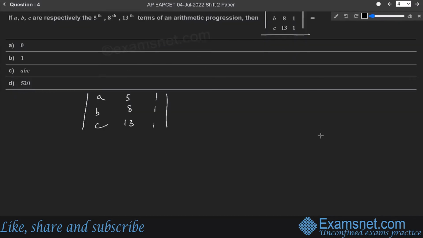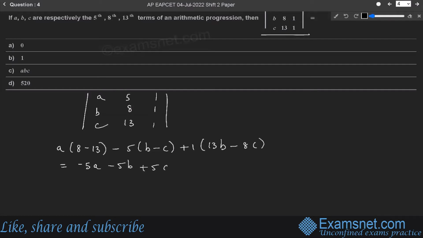On expanding this determinant, it will be A into (8 minus 13) minus 5 into (B minus C) plus 1 into (13B minus 8C). On further solving this, it will be minus 5A minus 5B plus 5C plus 13B minus 8C. It will be equal to minus 5A plus 8B minus 3C. Let this be equation number 1. This is the value of the given determinant.